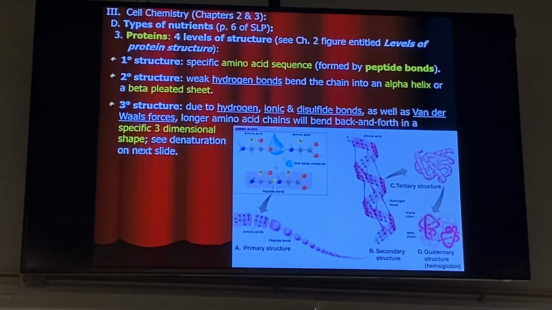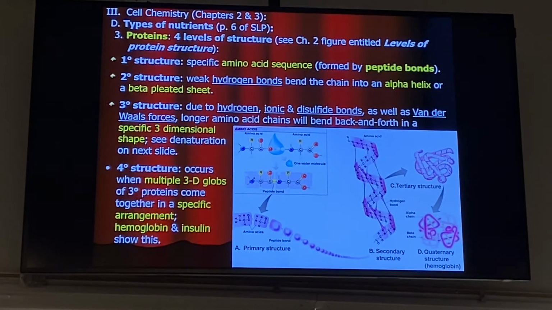But the thing about this is that this is a single chain. Primary, secondary, and tertiary structures are all single chains. Only a few in our bodies will match up multiple chains in a specific arrangement, and that is quaternary protein structure. Two examples of that are hemoglobin, which has 4 globs, and insulin, which has 2. But you have multiple chains.